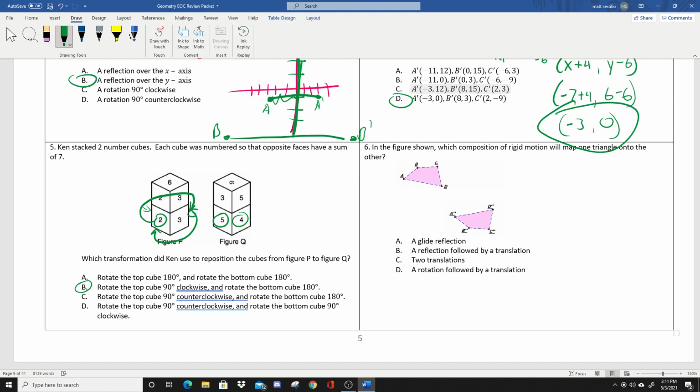Which figure shows one onto the other? I think the question's a little weird. One triangle. We don't see any triangles, so I guess what would map this shape onto this one?